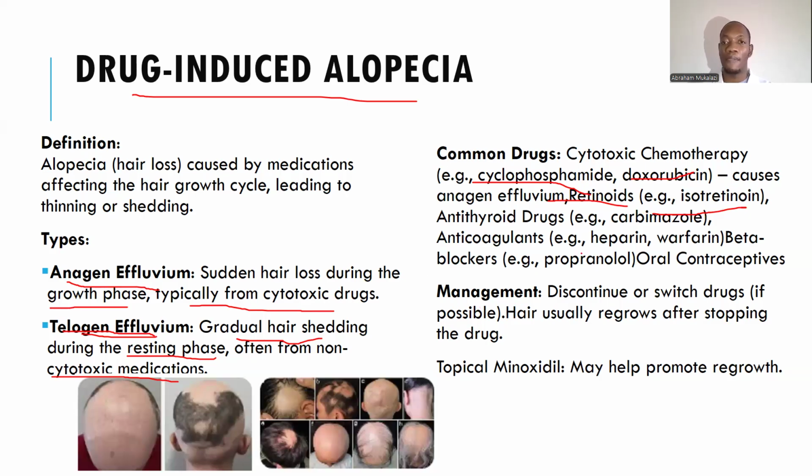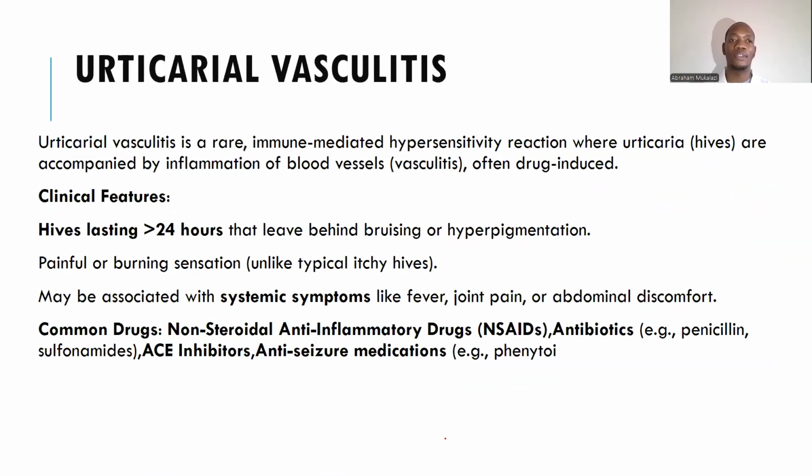And then we also have other drugs like the beta blockers, propranolol, and oral contraceptives that have also been associated with hair loss, but in that case, it will be the telogen effluvium. Then in the management, you just stop the drug, and then usually the hair will grow back. Then you can give topical minoxidil that promotes hair growth.